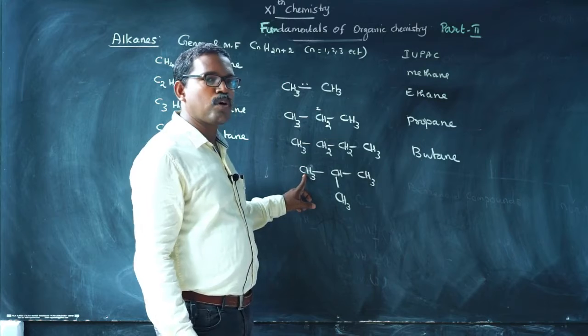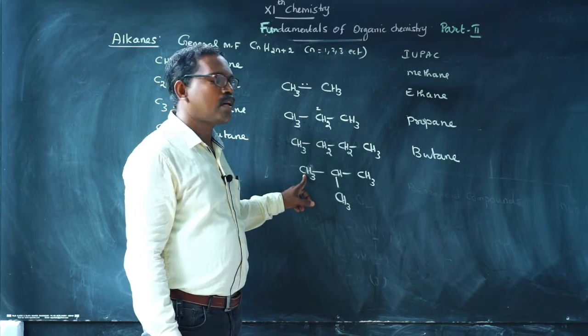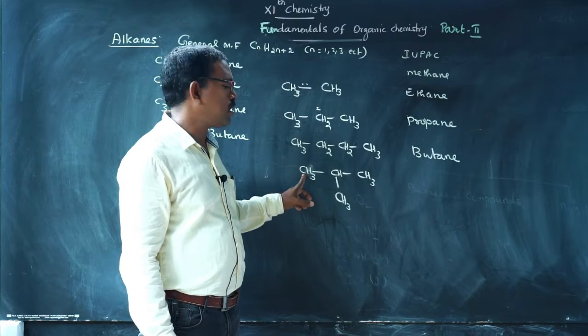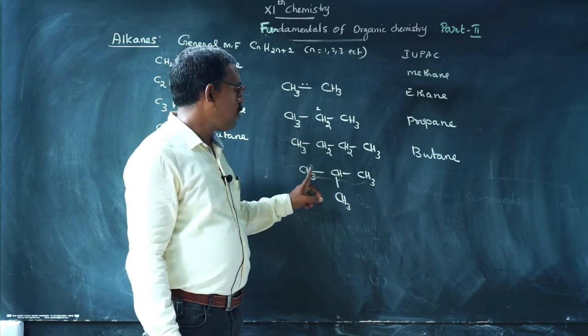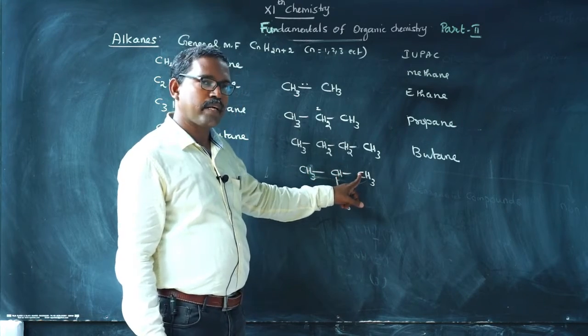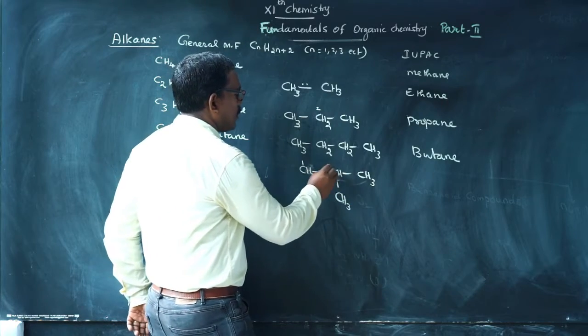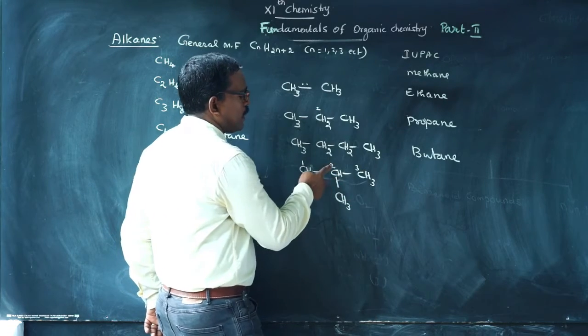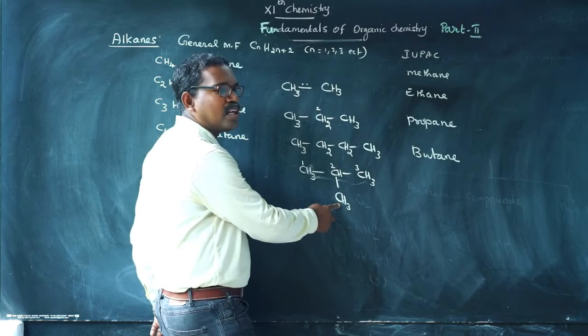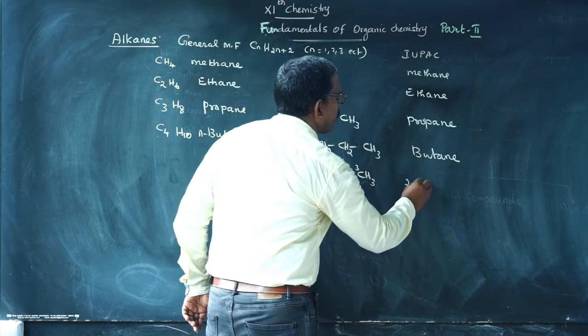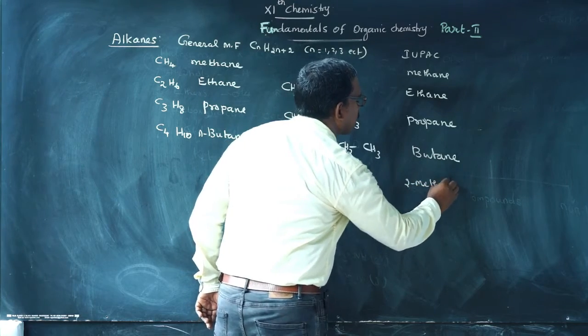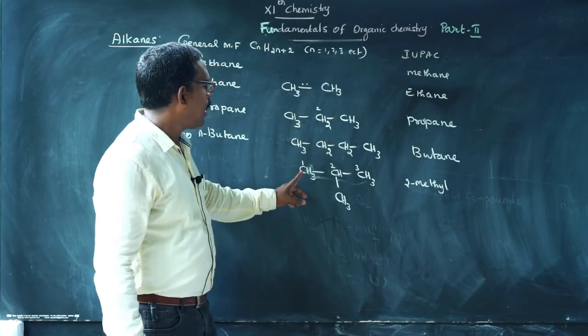Finding the long chain is one rule for writing the IUPAC name of an organic compound. Predict the long chain. This is the long chain: 1, 2, 3 carbon atoms. Numbering the carbons 1, 2, 3, in the second carbon this group is called methyl. Methyl group is present, therefore 2-methyl.